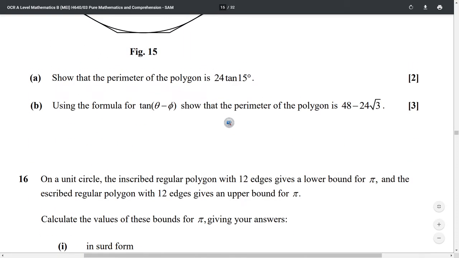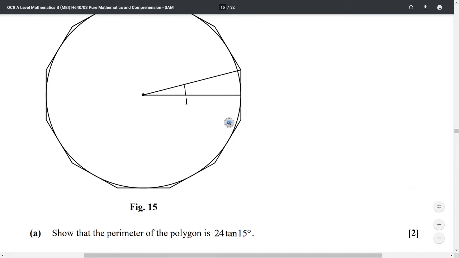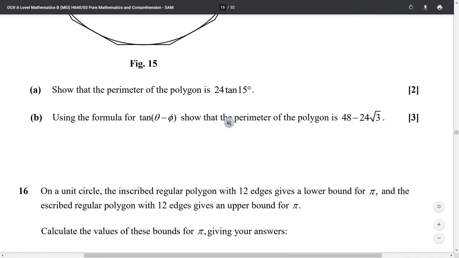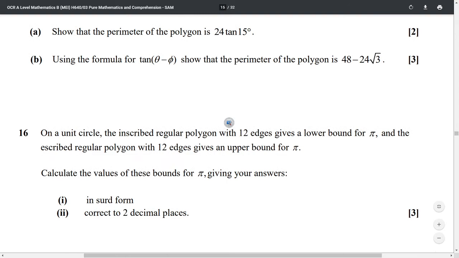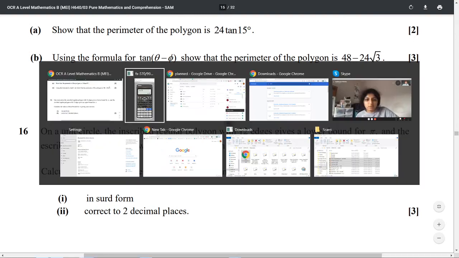So you already know the value of the bounds. One is 12 and then the other one is 24 times 15, which is 48 minus 24 root 3.